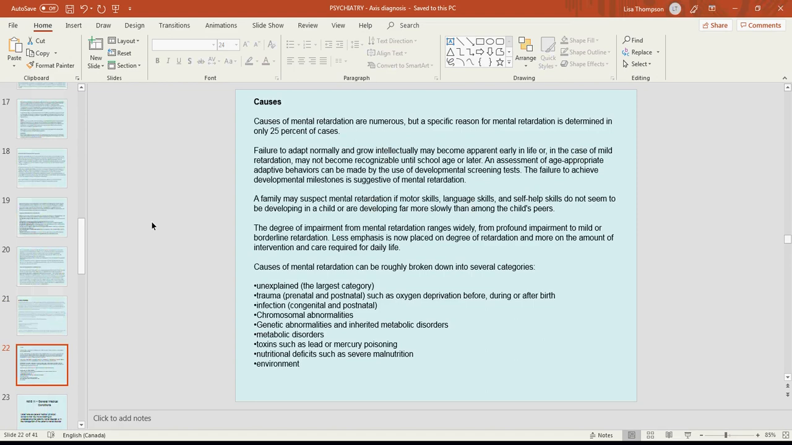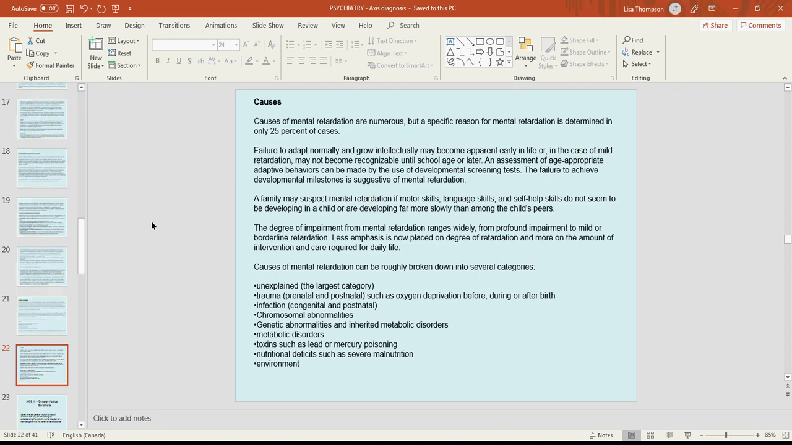A family may suspect mental retardation if motor skills, language skills, and self-help skills do not seem to be developing in a child or are developing far more slowly than among the child's peers. The degree of impairment from mental retardation ranges widely from profound impairment to mild or borderline retardation. Less emphasis is now placed on degree of retardation and more on the amount of intervention and care required for daily life. Causes of mental retardation can be roughly broken down into several categories.